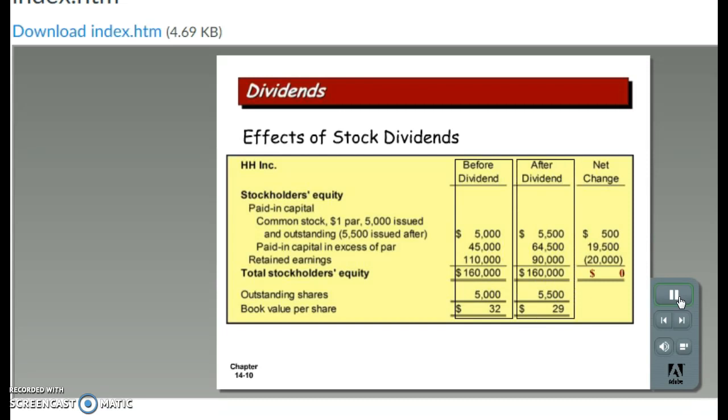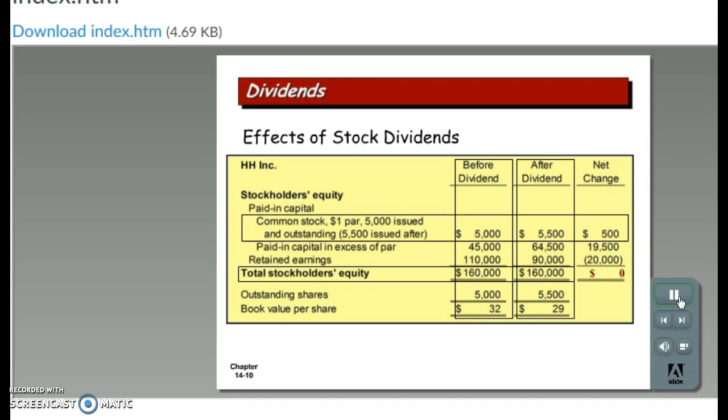After the stock dividend has been declared and issued, the balances of the three stockholders' equity accounts will change. However, note the total stockholders' equity stays the same. The total stockholders' equity both before and after the stock dividend is $160,000. Because 500 new shares were distributed as a result of the stock dividend, there are 5,500 shares issued after the stock dividend. Therefore, the common stock after the dividend is $5,500, calculated by multiplying the 5,500 issued shares by the $1 par value.